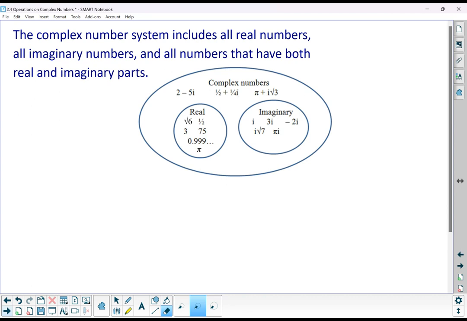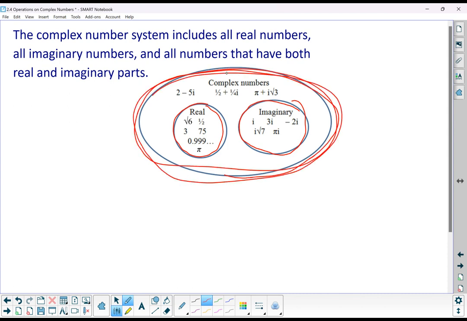Okay, so the complex number system is a number system that includes all real numbers and all imaginary numbers and all numbers that have both a real and an imaginary part. So anytime you're talking about a real number, that is a complex number that has a zero imaginary part. And anytime you're talking about a pure imaginary number, that is a complex number that has a zero real part. But these are all in the family of the complex numbers.